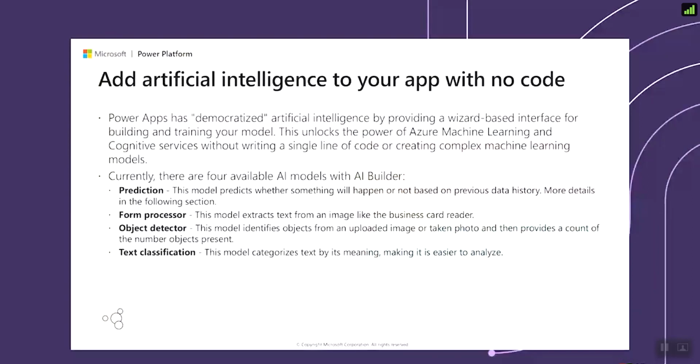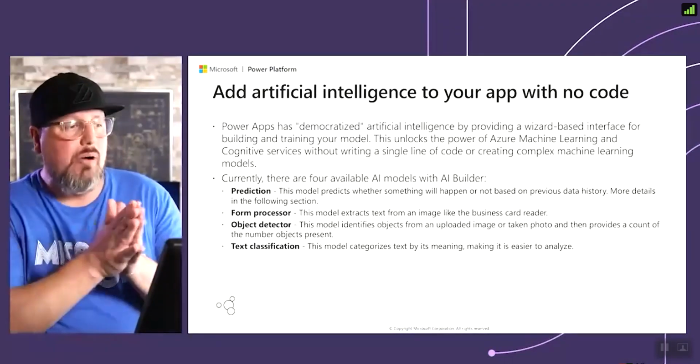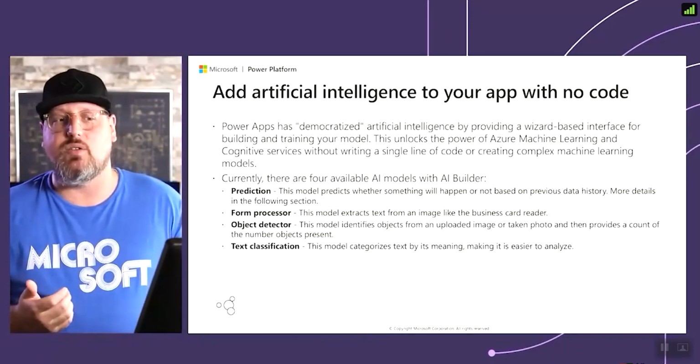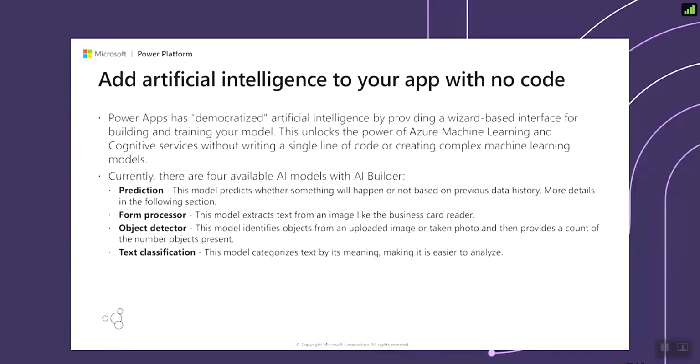Now, you can add artificial intelligence to your app without a single line of code, because Power Apps has democratized artificial intelligence by providing a wizard-based interface for building and training your model. It unlocks the power of the Azure machine learning and cognitive services without writing a single line of code or creating complex machine learning models.